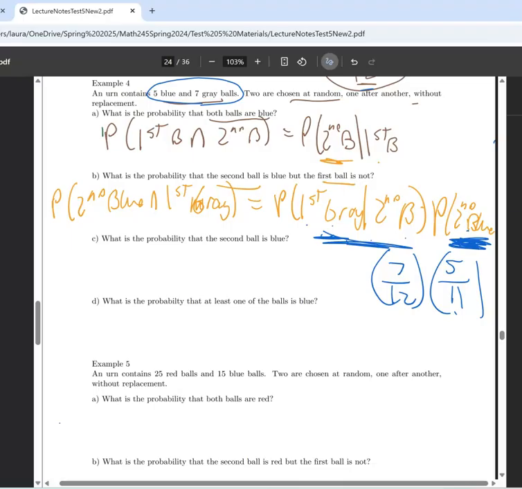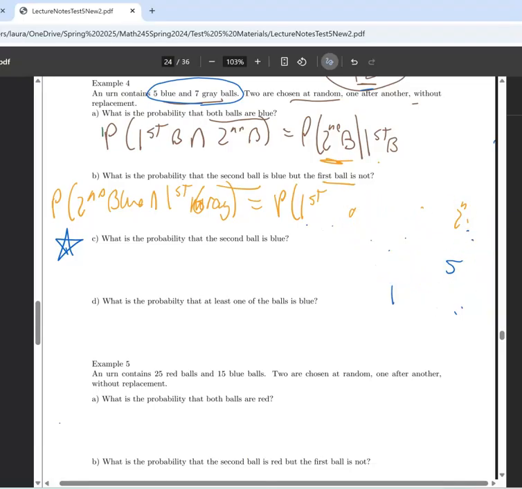All right. Oh, this one's trickier. What's the probability of the second ball being blue? Okay, let's think about this. This one is an or. Because I could have different situations, right? I could have the first ball is blue or the second ball is blue, or I could have both of them blue. Wow. Okay, let's think about that. So let's get this going.